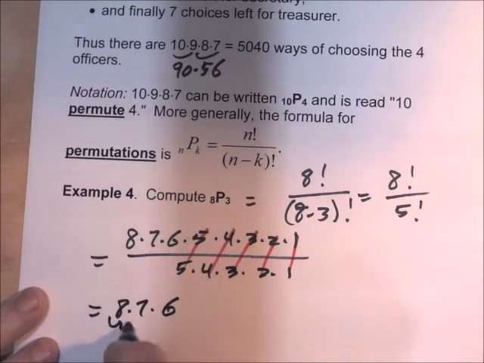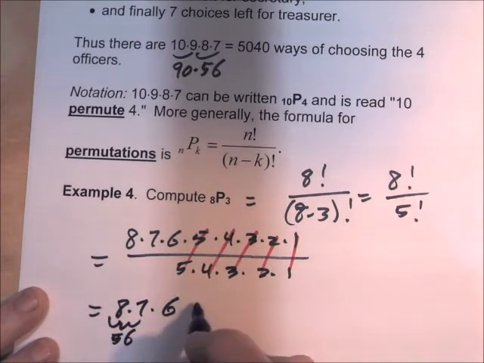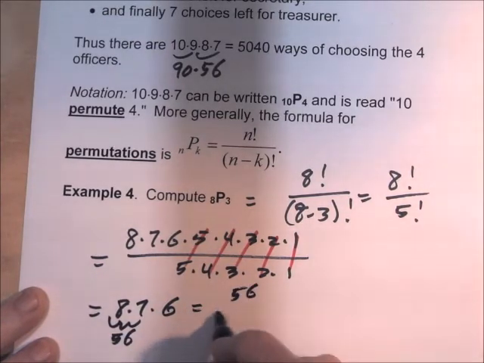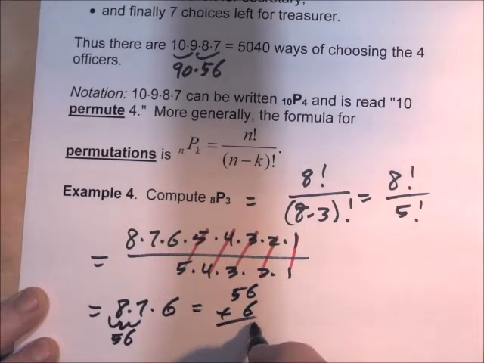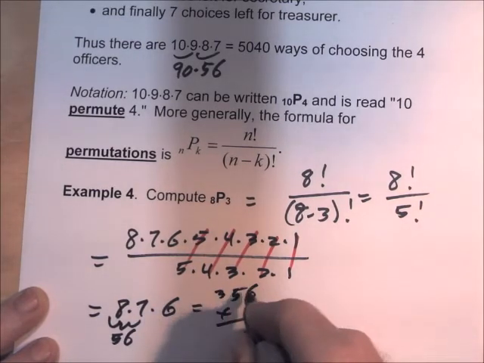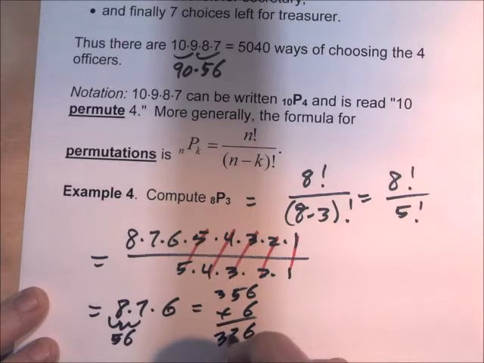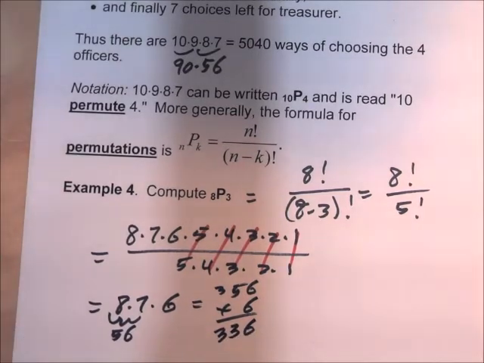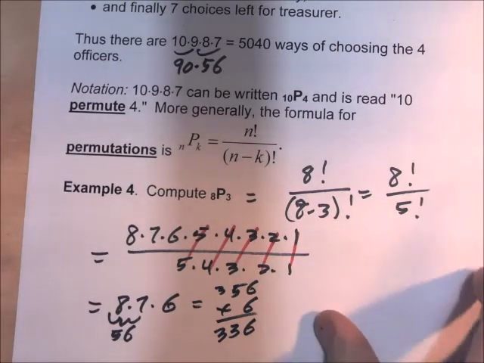Well, 8 times 7 is 56. And then 56 times 6: 6 times 6 is 36, carry the 3. 5 times 6 is 30, and 3 is 33. So there's 336. The answer here was 336. Okay, so that's permutations.